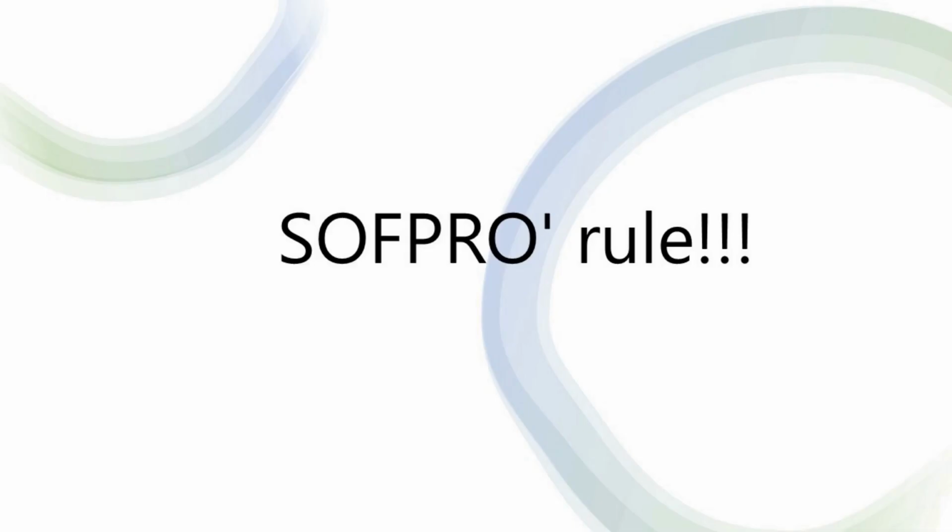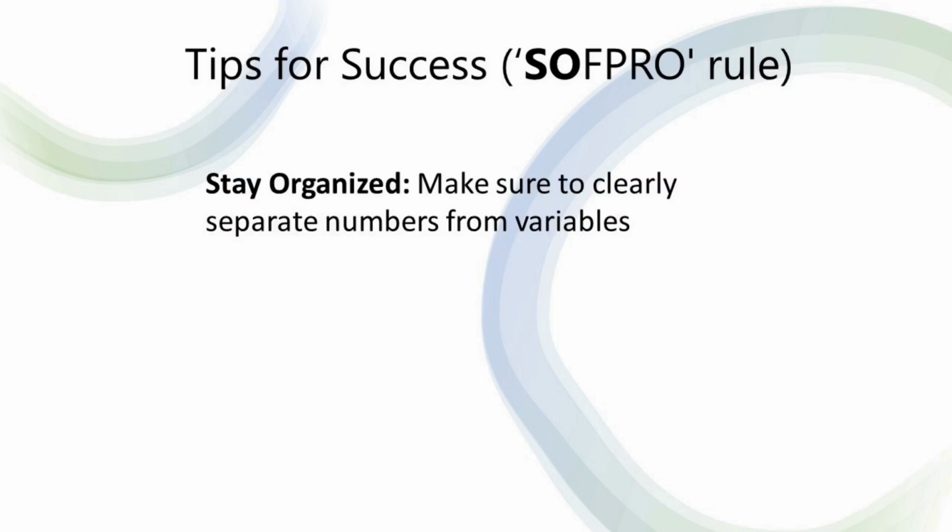If you want to succeed in algebra, you must remember my CFAR Rule. This rule includes 4 tips you should implement in order to achieve success in algebra. It means stay organized, follow the order, and practice regularly. Let's see what each means. Stay organized. Make sure to clearly separate numbers from variables so you don't get confused when performing operations.